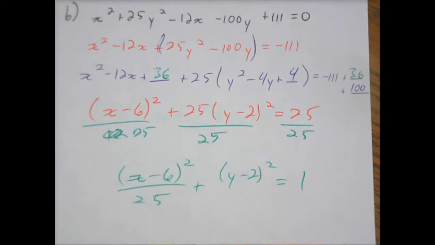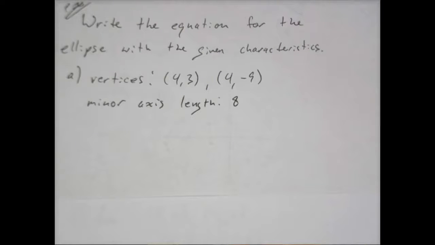Yay! Standard form. Okay, doing a different type of example. Write the equation for the ellipse with the given characteristics, and then you do the hand worm.